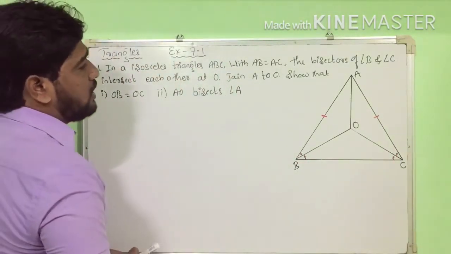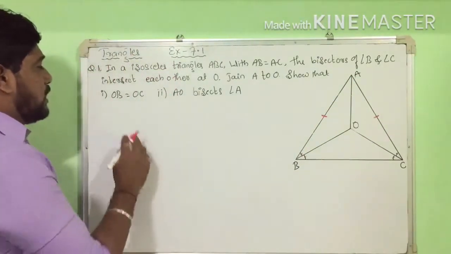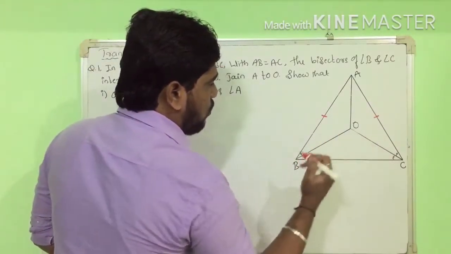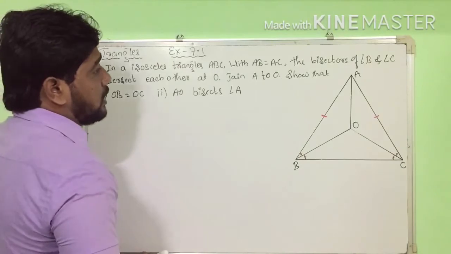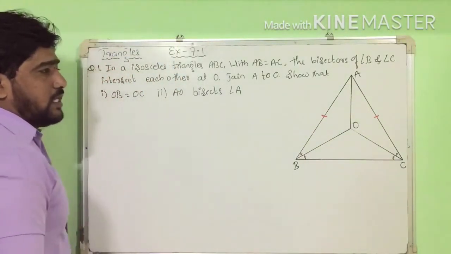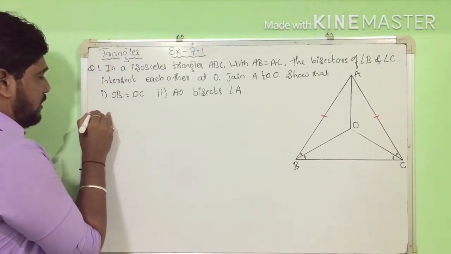And join A to O. Show that OB is equal to OC. We want to show here OB is equal to OC. And another one, AO is the bisector of angle A. So let me solve here.